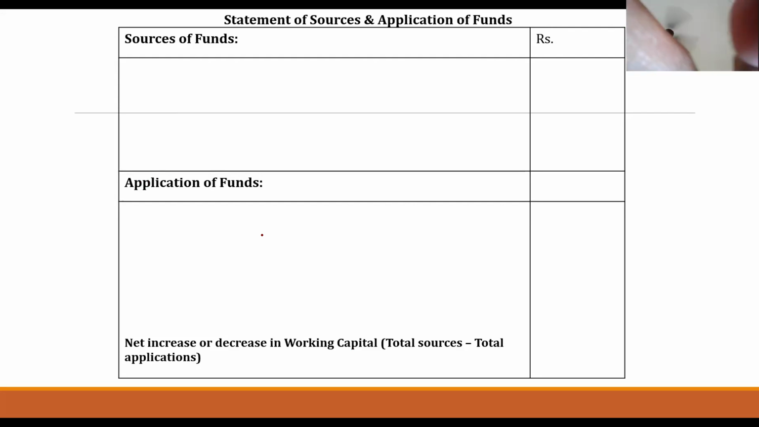First item, equity share capital. Issue of shares. Why issue of shares? It is increased in the current year compared to the previous year. What is the difference amount? 2 lakh.